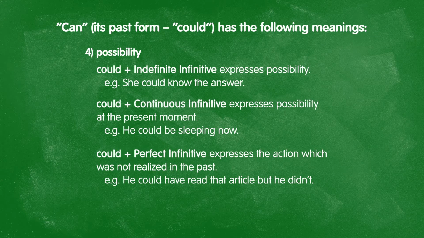And the final case of usage for could is that we can use could with the perfect infinitive to also express an action which was not realized in the past. Just like, he could have read that article, but he didn't. Here, there was the possibility in the past for him to read the article, but he chose not to.